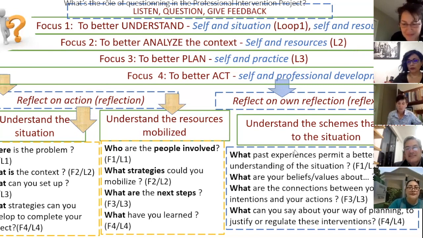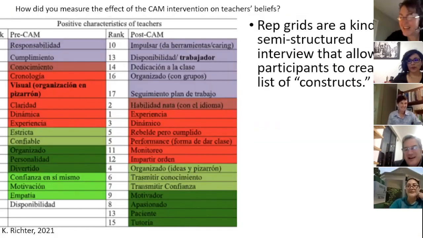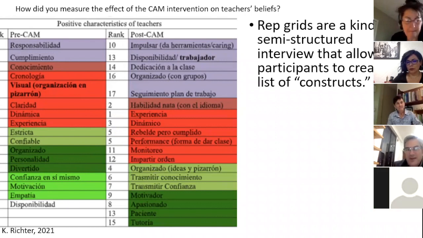Well, we've been talking about reflection and reflexivity, and I would like to know how Ken can measure the effect of the CAM intervention on teachers' beliefs. Floria was talking about how to measure reflection, which was a super interesting discussion. I'd like to talk about something called the repertory grid, which comes out of personal construct psychology and George Kelly's work in the 1950s. The rep grid instrument doesn't measure reflection directly, but does, I think, help clarify the cognitive results of the reflective process.